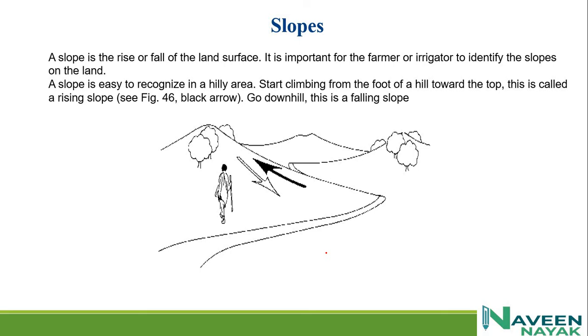And slope, let's see what is slope. Slope is a rise or fall of land surface. It is important for farmers or irrigators to identify the slopes on lands. And a slope is easy to recognize in a hilly area. You can see here, these all are slopes.